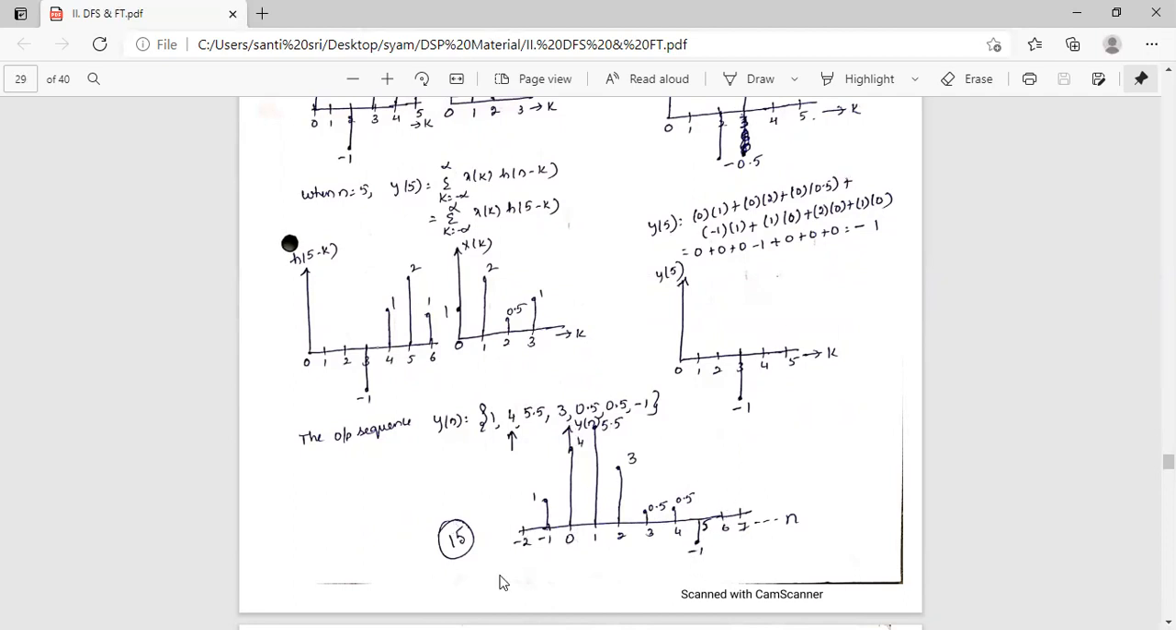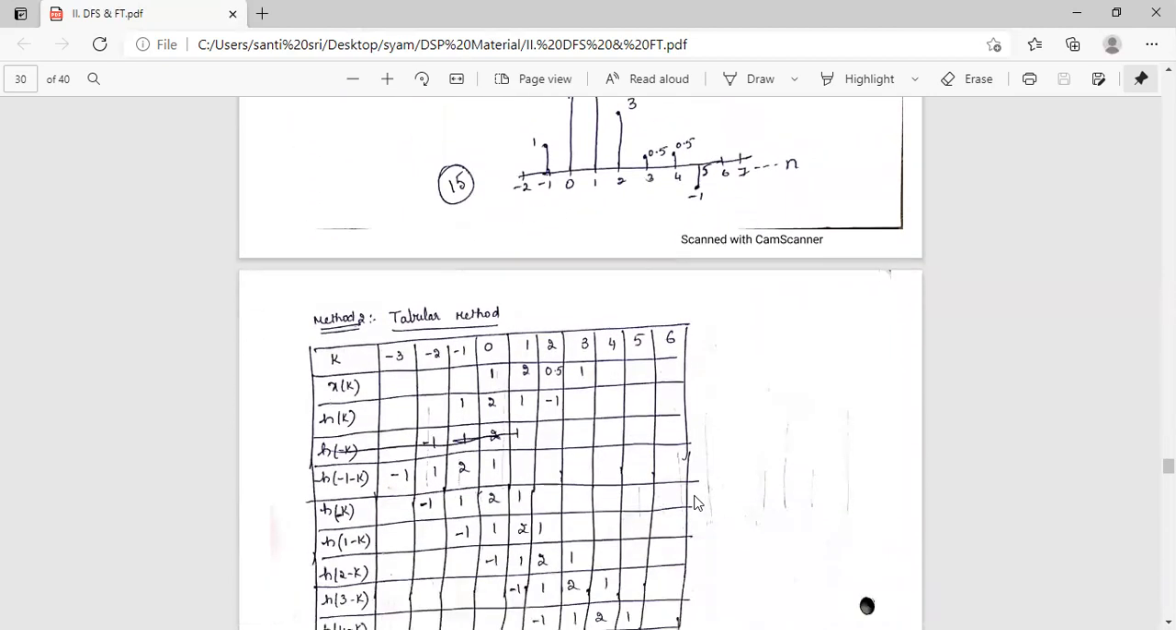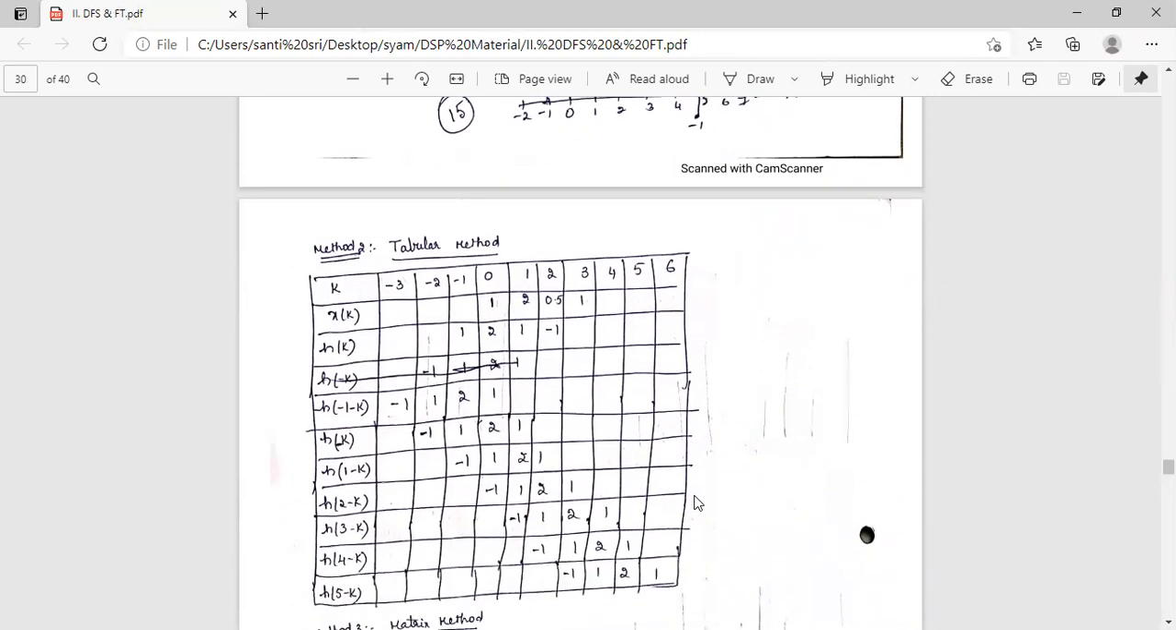Like this, we can do the linear convolution of x of n and h of n, so that we will get the response y of n like this. This is one method. And another method is there, that is the tabular method. Okay? Tabular method. So from the graphical representation we can have the values. So write those values in this table.